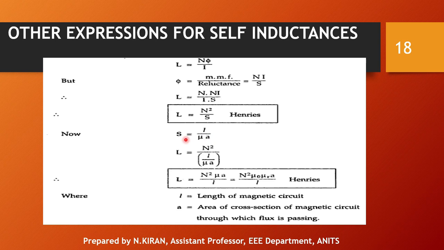But we also know that reluctance S is equal to l by mu A, where l is the length and A is the area of cross section. So substituting this in the above expression, we get another expression for self-inductance, that is L is equal to N square mu A by l, where mu I can write as mu naught into mu R. So these are the two other expressions for self-inductance.